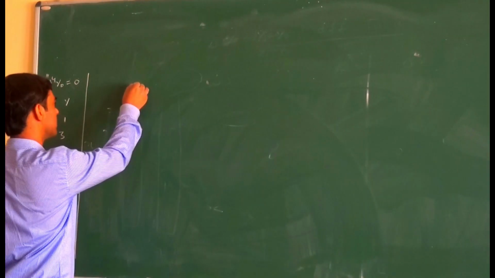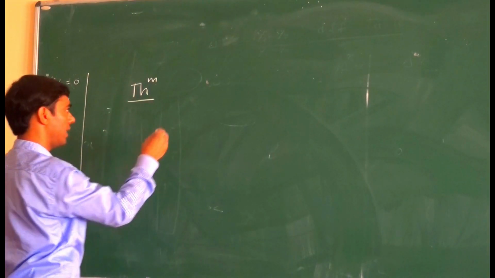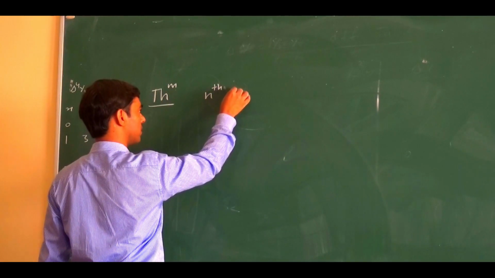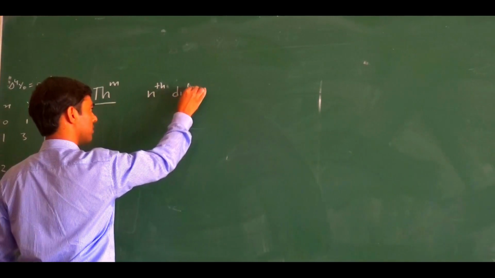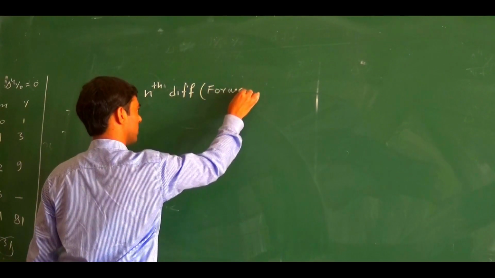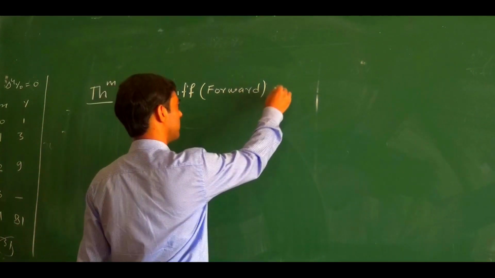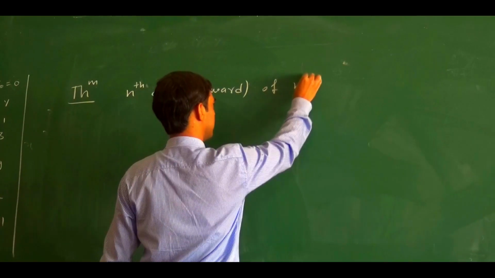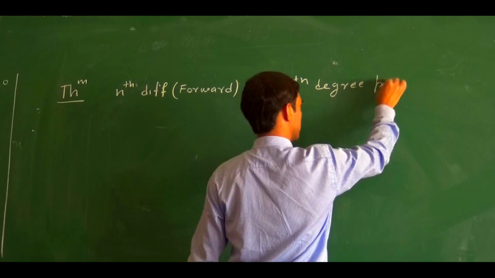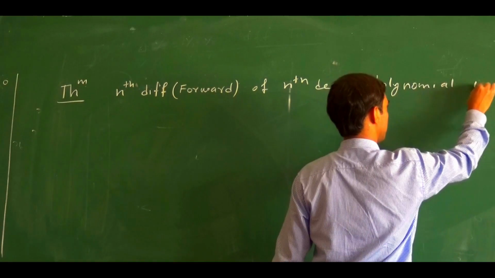So the theorem is: the nth difference. Here we consider only the forward difference. This is true also for the backward, for the central, and all other operators also. The nth difference of an nth degree polynomial is constant.